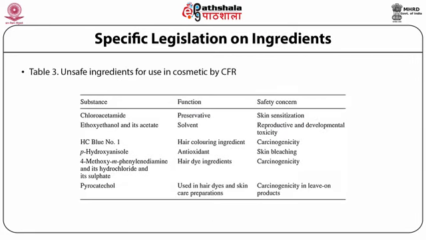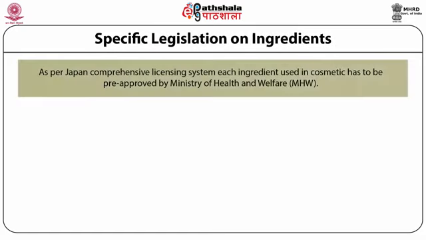The table talks about the unsafe ingredients which are used in cosmetics, according to the Code of Federal Regulations, which are being used as preservative, solvent, hair coloring agents, antioxidant, hair dye, and skin caring preparation. As per the Japan comprehensive licensing system, each ingredient used in cosmetics has to be pre-approved by the Ministry of Health and Welfare.